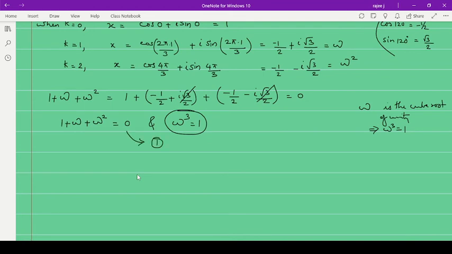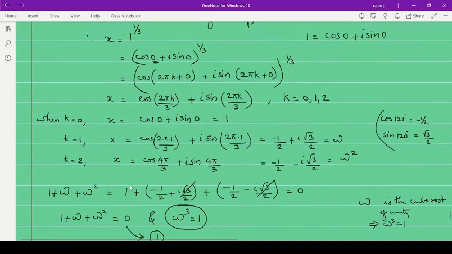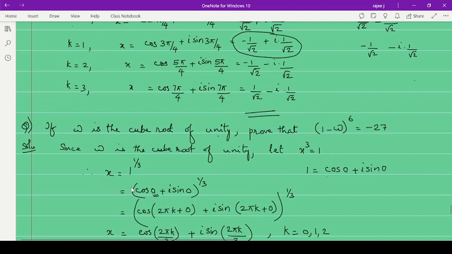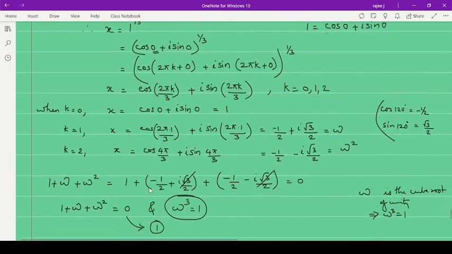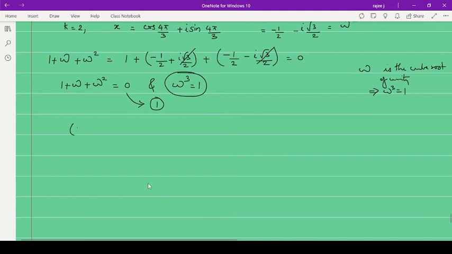We will take this as equation number 1. We need it. Now the question is, prove that 1 minus omega raised to 6 equals minus 27. This is what we have to prove. We may think that we can use the binomial theorem or Pascal's triangle to simplify this, but don't do all that. We will just do a little adjustment here. I will write this 6 as 2 and 3, since a raised to m the whole raised to n is a raised to m into n, and 2 into 3 is 6.